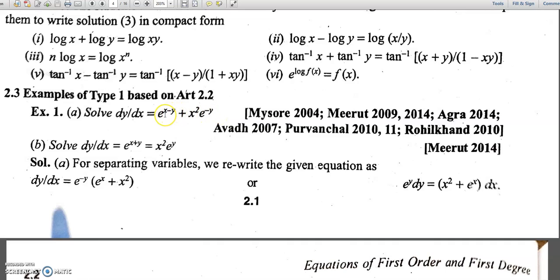Okay, so what we will do, we can write like this: e^x · e^(-y) + x² e^(-y). If we take common e^(-y), what do we have inside? e^x + x², right? Now this is a function of x alone and this is a function of y alone. So if we take this e^(-y) to the left hand side, it will be e^y dy, and the right hand side we have (x² + e^x) dx, right?